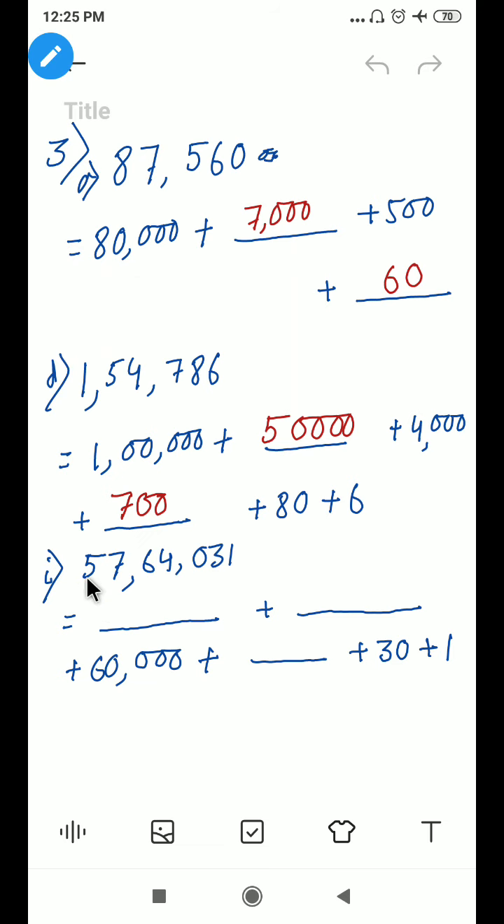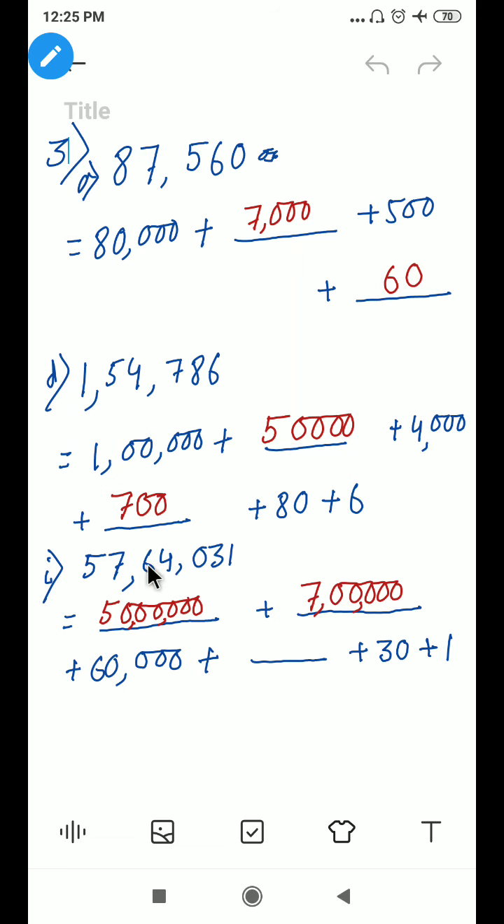So the first one will be the place value of 5. So what will be the place value of 5? Firstly write here 5, and after that the digits will be zeros. Then 1 2 3 4 5, 1 2 3 4 5 6 zeros. Now the next one will be the place value of 7. Then put here 7. Then after 7 the digits will be zeros: 1 2 3 4 5 zeros.